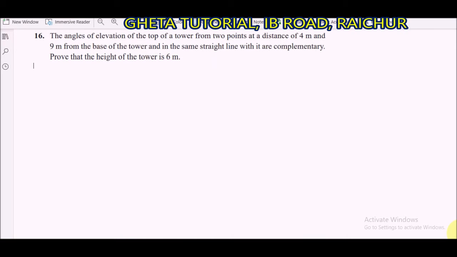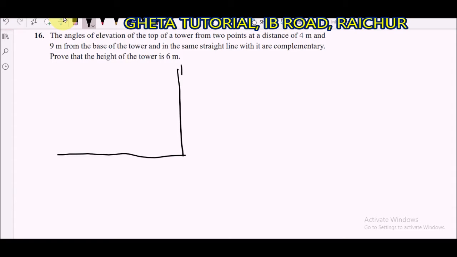16th last question. The angle of elevation of the top of a tower. So here we have the tower. Let us consider ground level and the tower. AB is the tower. The angle of elevation of the top of the tower from 2 points. Let us consider one point is C and another point is D.